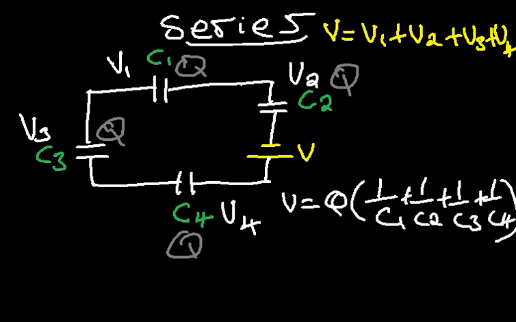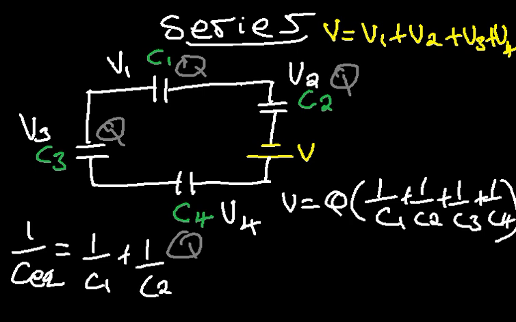But what is the order of addition? The order of addition follows the reciprocal order. Since the addition itself follows the reciprocal order, the combination of capacitors in a series circuit will also follow the same order. We'll have 1 over equivalent capacitance equal to 1 over C1 plus 1 over C2 plus 1 over C3 and plus 1 over C4. So this is how we add capacitors in a series circuit.